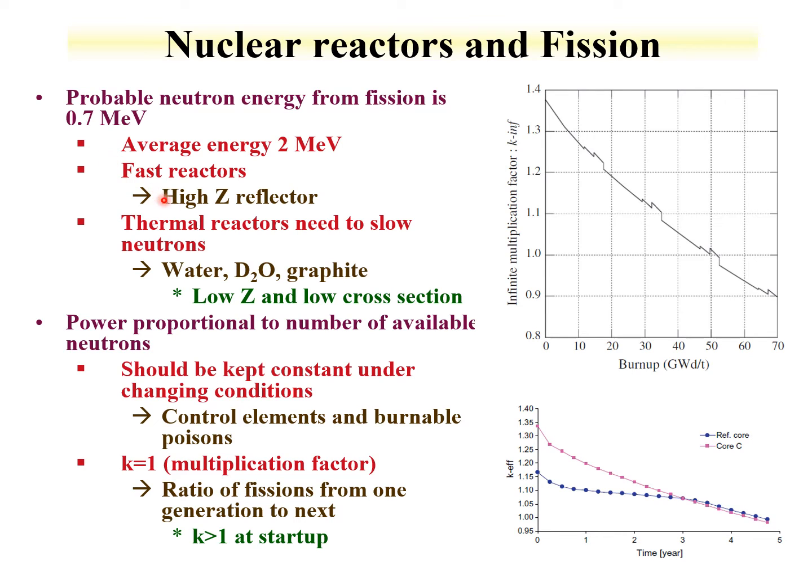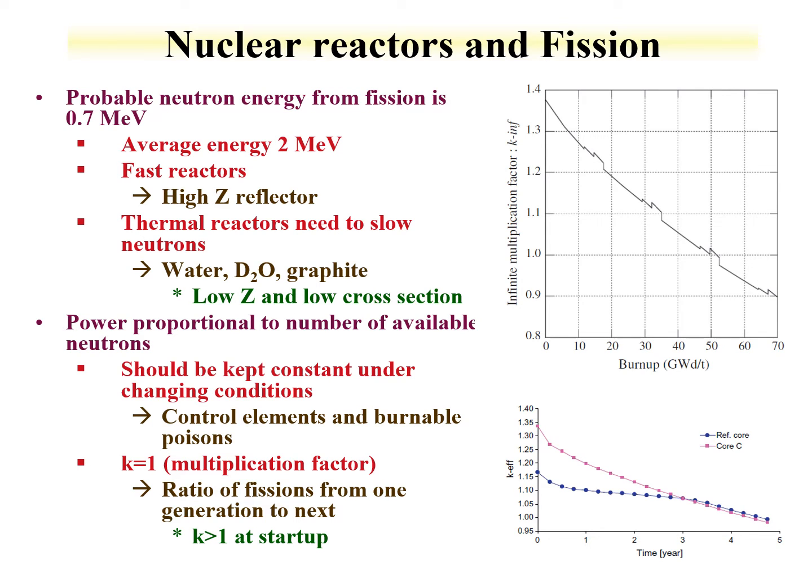That would mean a high Z reflector and a coolant which is not high Z. So they often use sodium as a coolant, or even lead and bismuth. Thermal reactors need to slow down the neutrons, so they'll use water, for example, as a coolant. Anything with a lot of protons, a lot of hydrogen, graphite, carbon, can be used to slow down neutrons.